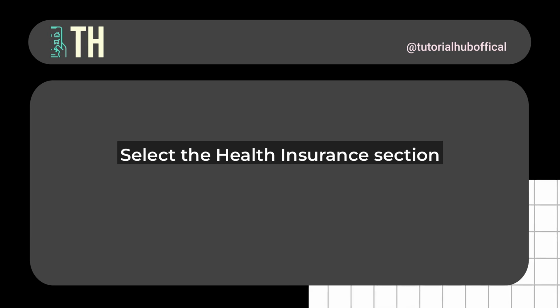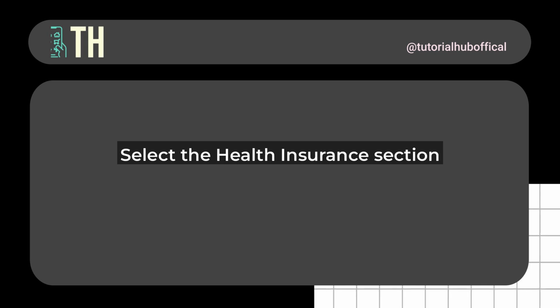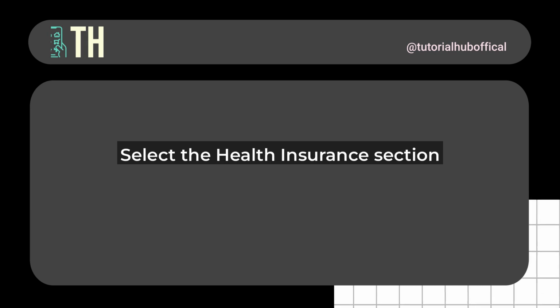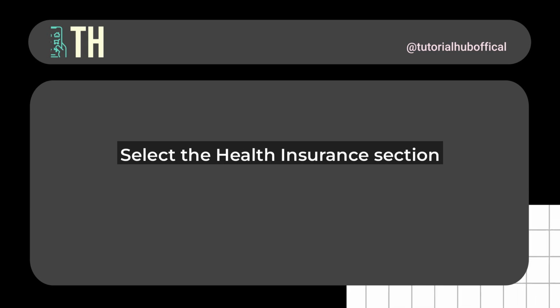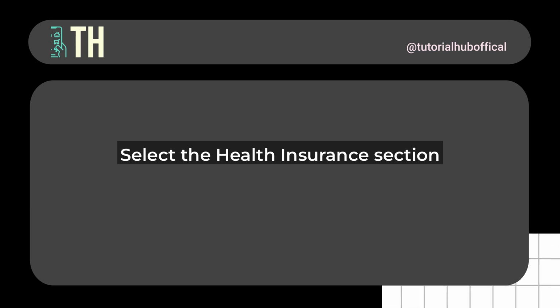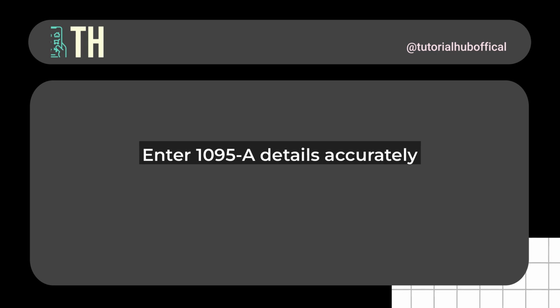Next, select the area to enter your 1095A information. TurboTax will guide you through fields like your policy number, the months you were covered, total premiums paid, and any advance payments of the premium tax credit. Enter each detail carefully, double-checking against your form to avoid mistakes that could delay your return.